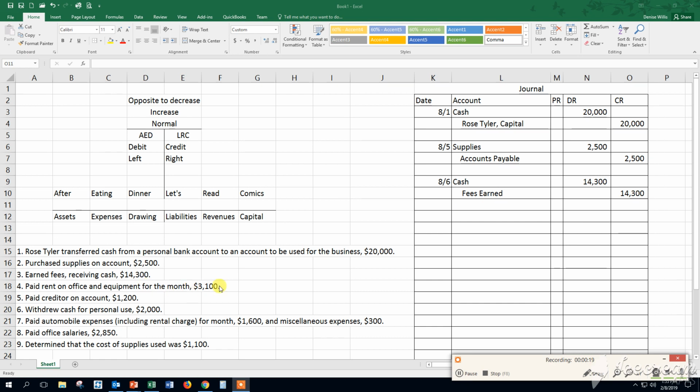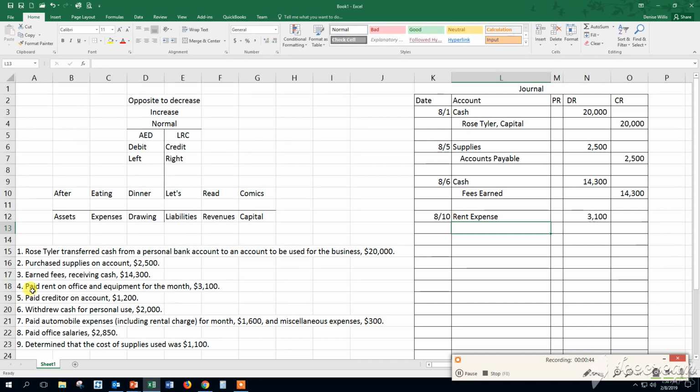Okay, if we had a chart of accounts, we would see that we have a rent expense. Expenses over here on the left side, the debit side. So let me make up this date right here. Let's just go on and say this is on 8/10. We have a rent expense. Expenses increase with debits. So we're going to debit the rent expense in the amount of $3,100.